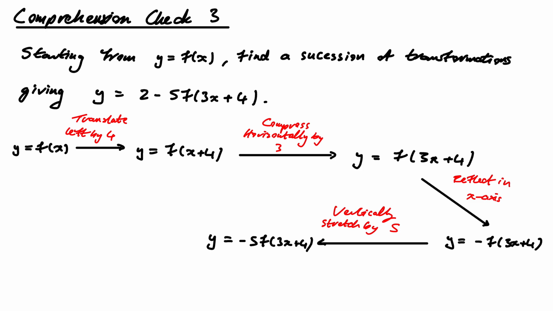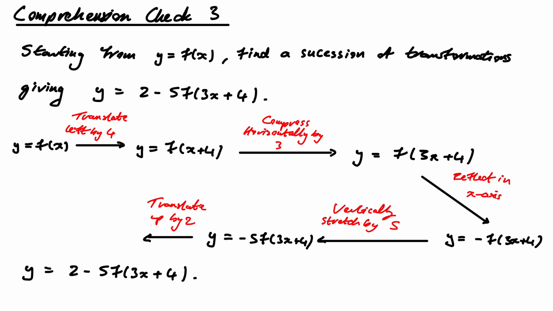And now finally we've got that 2 at the front. Let's do the translation last. Translate up by 2. So that finally gives you what? It gives you exactly what you're looking for. It gives you this. So let's shrink this down a little bit so it fits. There we go. And you're done. So this is the safest thing you can do, basically, right? This is the safe order.